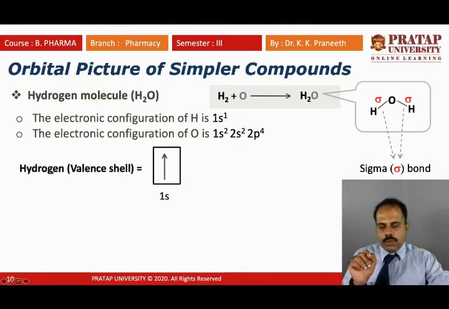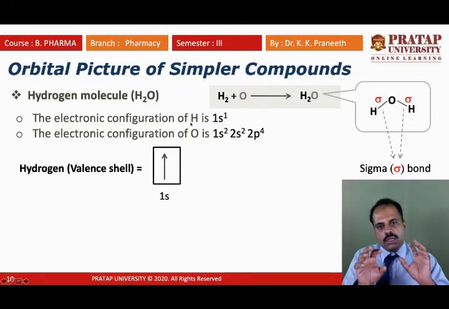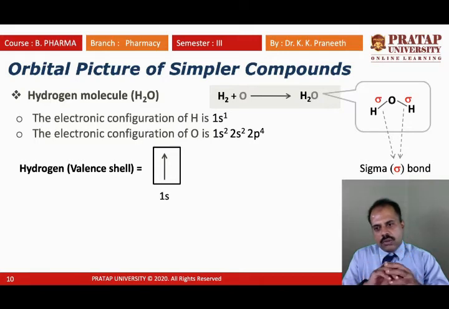For drawing the orbital diagram of water, we normally consider only the valence electrons, the valence shell. What is the valence shell? For an atom there are many shells, right? One is the K shell, L shell, M shell, like that. You must have studied this. For the orbital picture diagram, we consider the valence shell only, which is the last shell where the last electron is present.